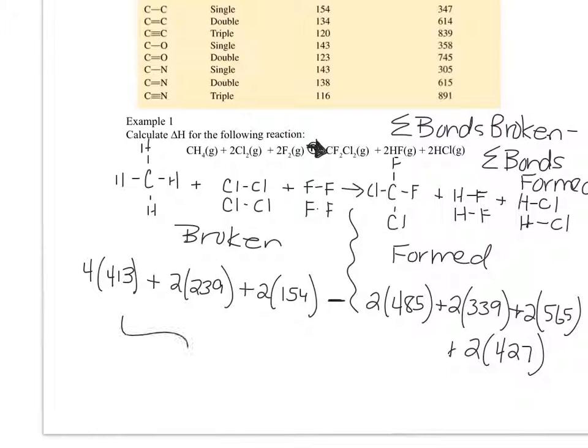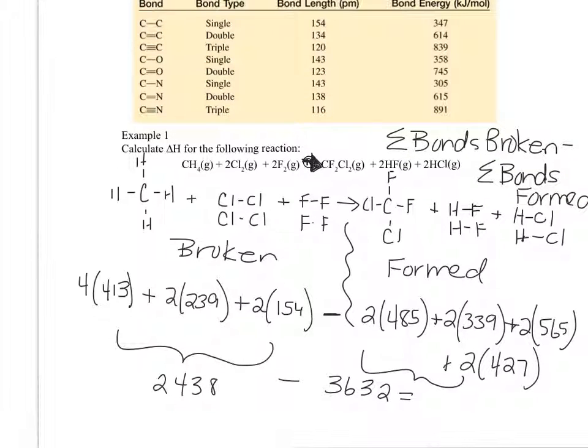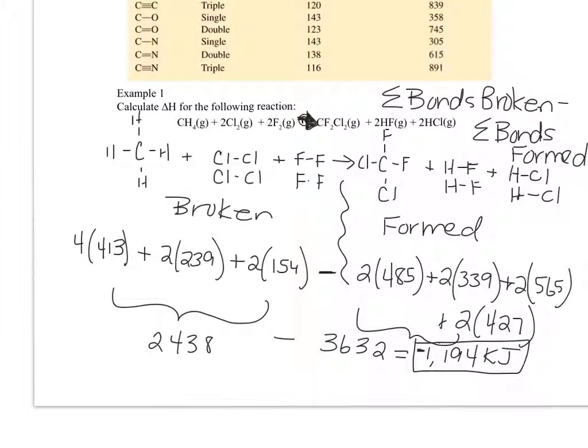So I have a total here of 2438 minus my total here of 3632. So I get a grand total of 1,194 kilojoules. Negative. Make sure I got that negative sign in there. So what that tells us when we're looking at the reaction is that although bonds have been broken and new bonds formed, the overall reaction is exothermic.